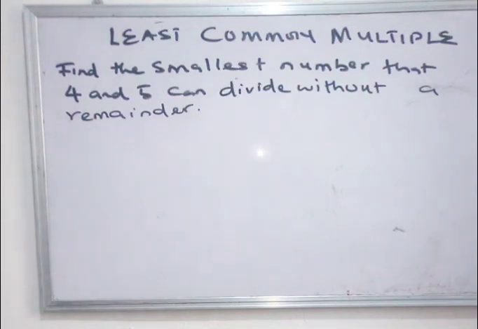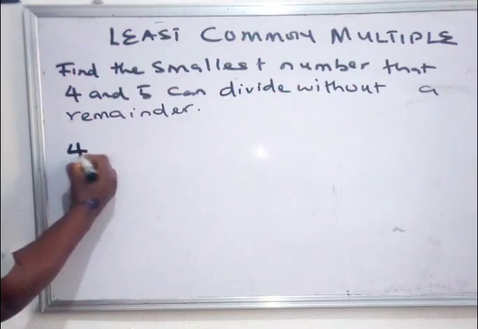Let's go straight to the business of the day. How do we find the smallest number that 4 and 5 can divide without a remainder? The first thing to do is to go to your multiplication table. Check the multiples of 4. So what are the multiples of 4? Let's list some of them out.